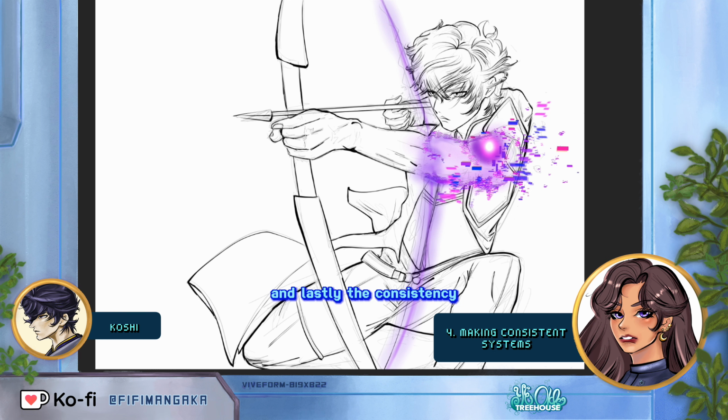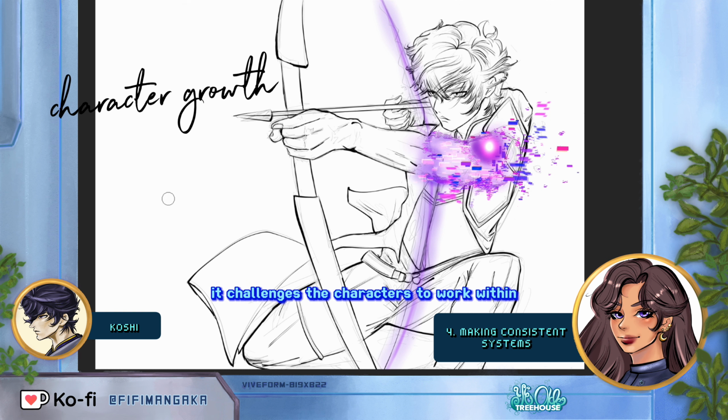And lastly, the consistency really enhances character growth. It challenges the characters to work within the rules that you established for your magic system. Their growth and development can be seen in how they adapt and innovate with their powers while staying within the boundaries of their magical abilities.